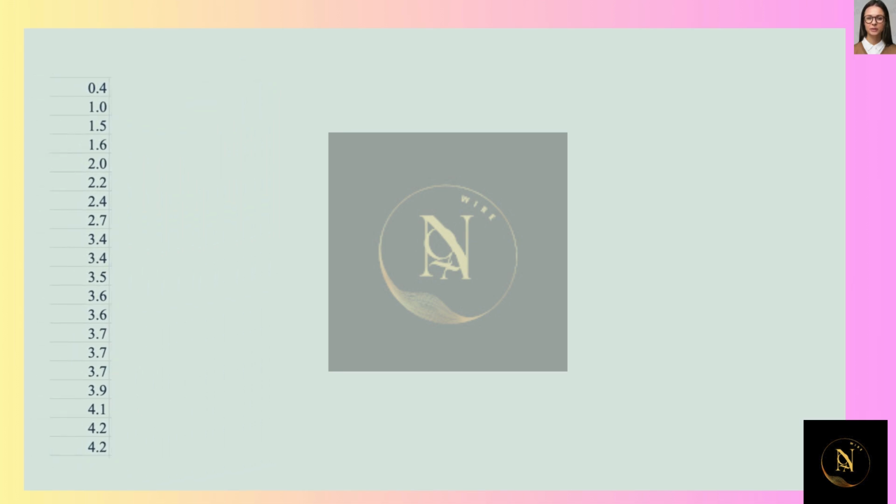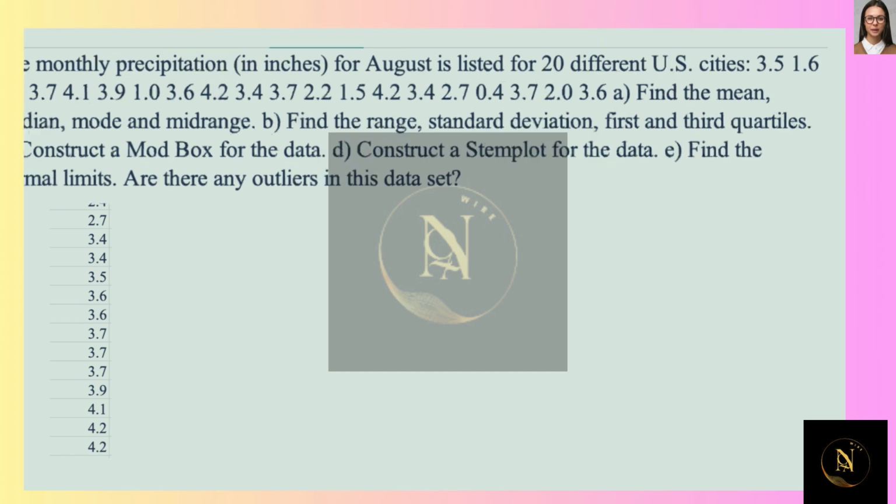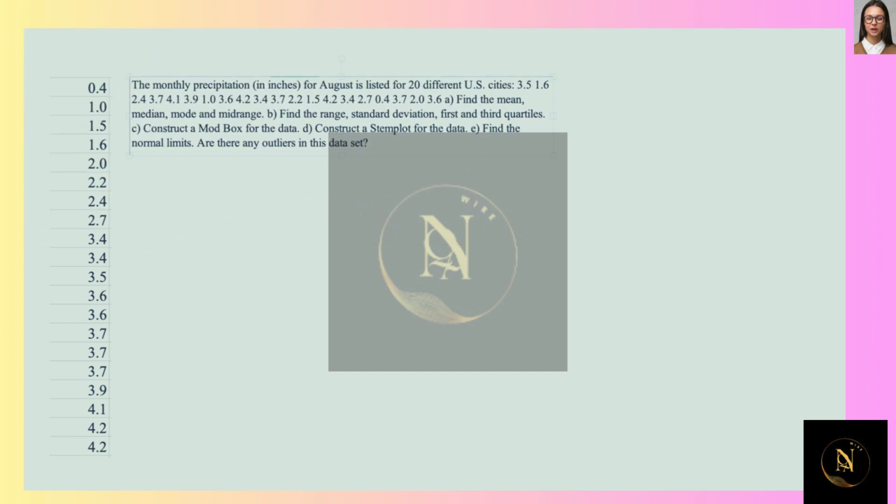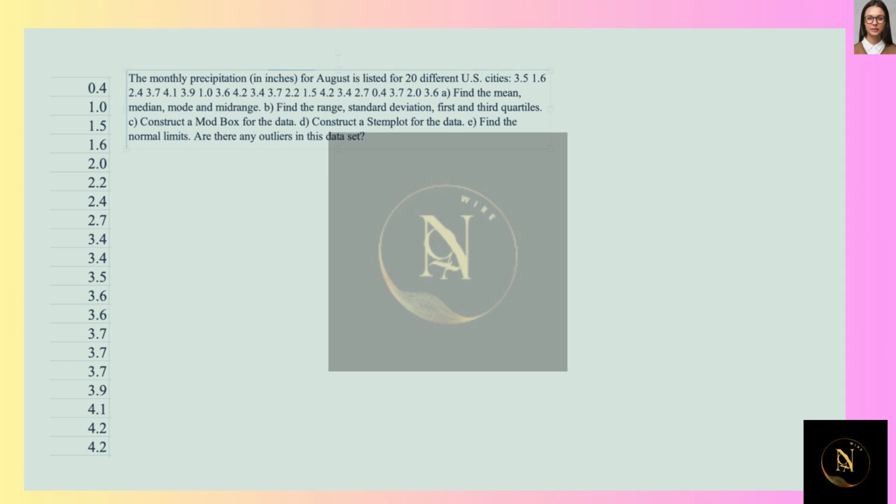And then I have the questions here that I had typed out. It says the monthly precipitation in inches for August is listed for 20 different US cities. Find the mean, median, mode, and range.